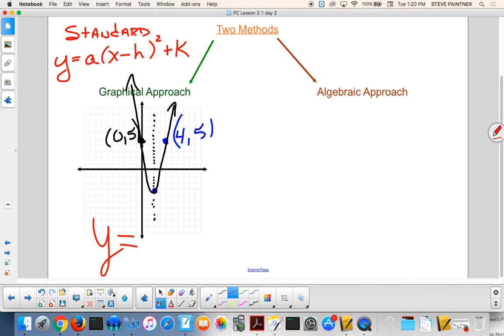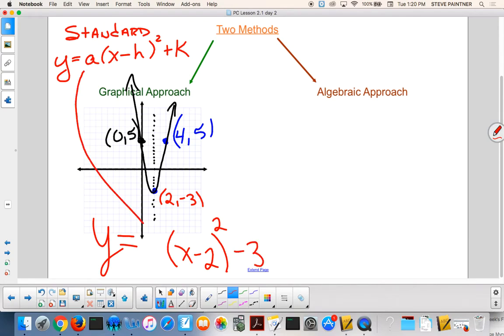Somebody give me the inside. X minus h. X minus what? 2 squared. Because you slid your parent 2 to the right. Okay, now you're sliding your parent down 3, I think. Okay, down 3. So what's the number on the outside? Minus 3. Okay. What's the A value right here? 2. You think it's 2? Okay. Why is it 2?